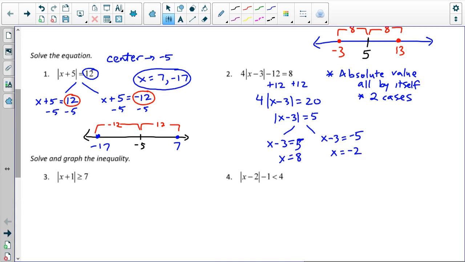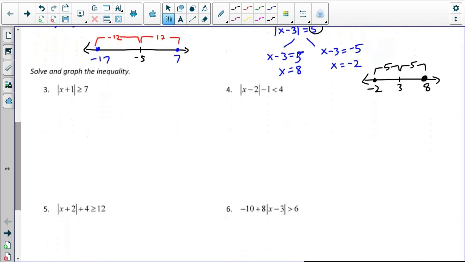From a geometric perspective, this makes sense because my center should be 3, and my distance from the center should be 5. So if I'm looking, the center's 3, I end up with answers at 8 and negative 2, and both of those have a distance of 5 from the center.